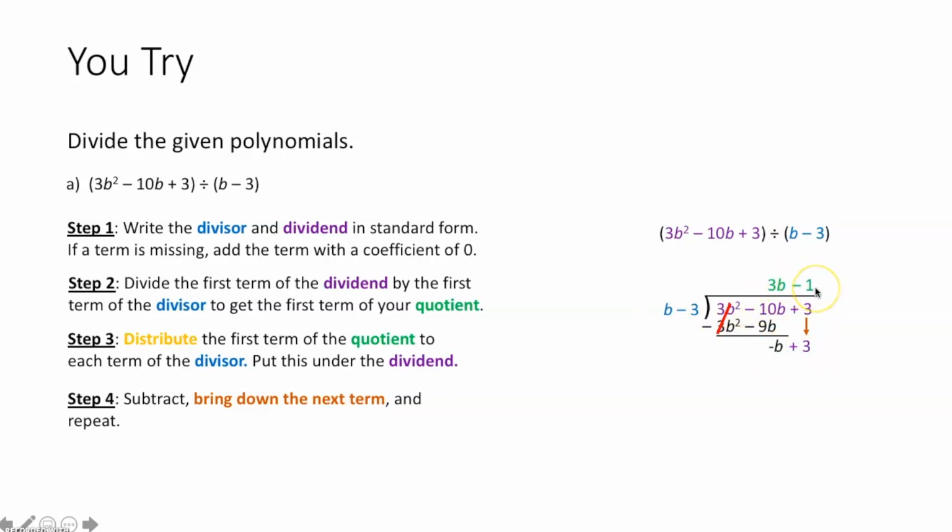Take that negative 1, distribute it to the b and the negative 3. So what's negative 1 times b? That's negative b. Again, these two should be the same. We need these to cancel out. We then take negative 1, multiply it to the negative 3. We get positive 3. So now we subtract the negative b and negative b.